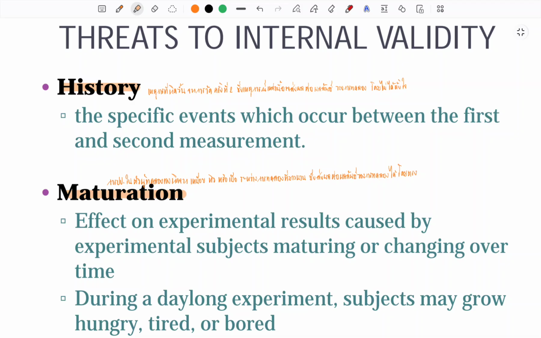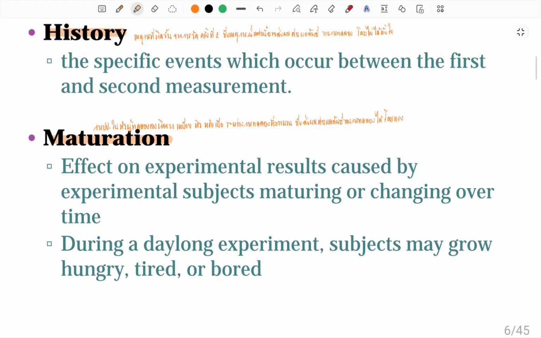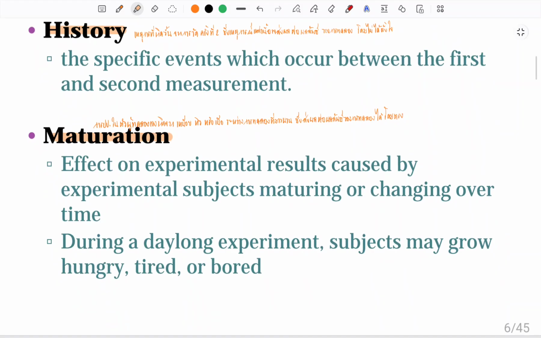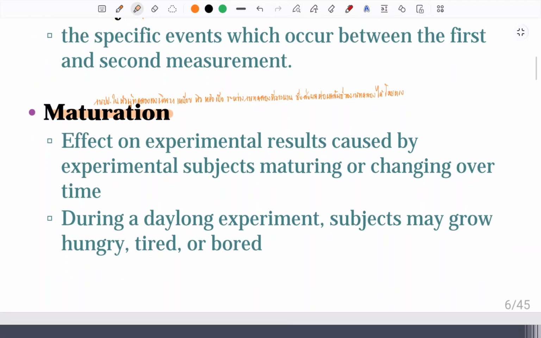All right. The second threat to internal validity is called maturation. Maturation means that sometimes the condition of the subject gets better by itself over time. So for example, if you have low back pain today, and you take a rest by yourself without any intervention or treatment, sometimes it gets better by itself. This is called maturation.